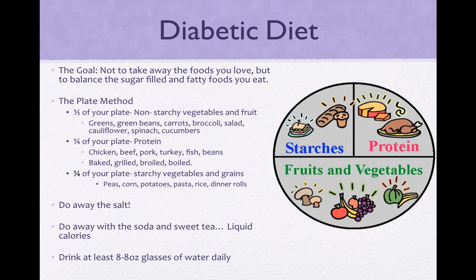So here are just a few more tips. Do away with the salt. Of course, that's going to help you with your blood pressure. Try to do away with the soda and sweet tea because those are just liquid calories. And for me, I say if I'm going to have calories, I prefer to have it in my protein, starches, fruit, and vegetables as opposed to something that's a liquid that's not going to fill me up.